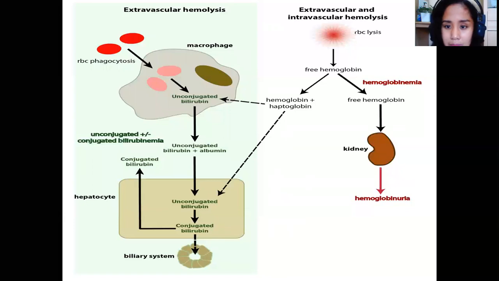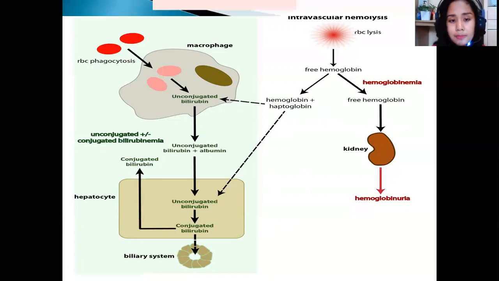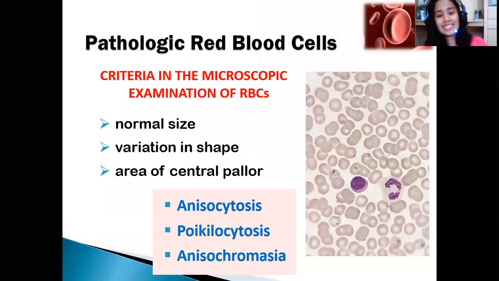So, sometimes, class, this one shows your extravascular hemolysis. It shows that there's presence of macrophages, your liver is involved. In our extravascular and intravascular hemolysis, there is the participation of haptoglobin, the free hemoglobin carrier. So class, here we are.